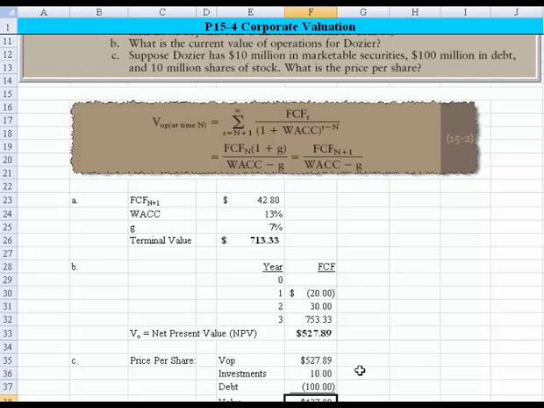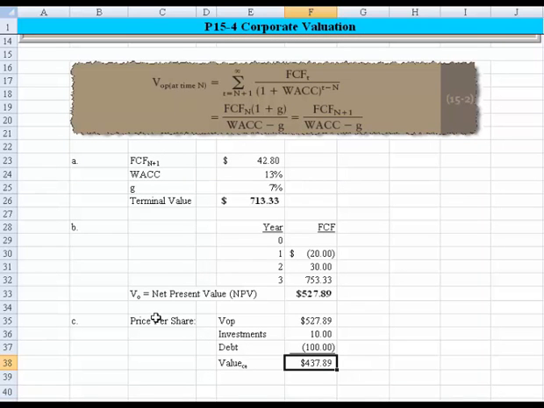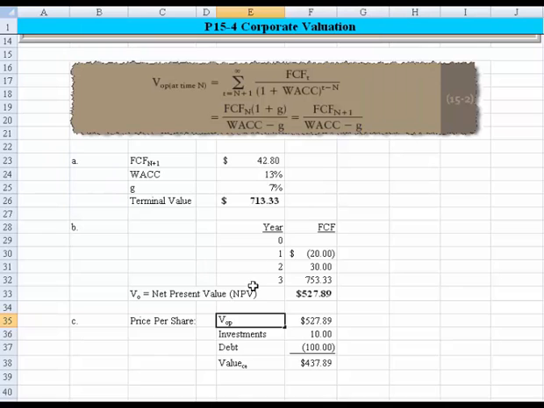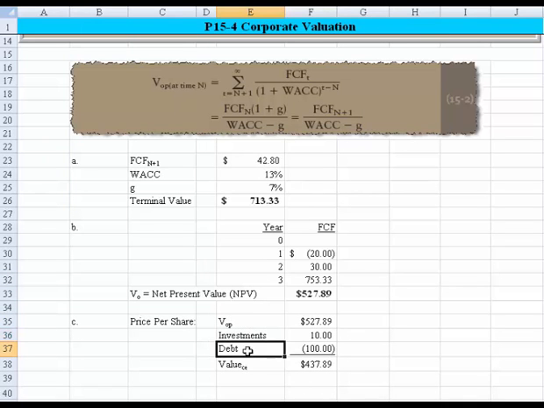The value to common equity is simply the sum of the above. Let me slide on up so you can see that. To determine the price per share, we need to determine the value of common equity, which is the value of operations plus investments, less debt. I want to make sure we format this just like the book does. Keep it consistent. And we need a couple other items here. We need to drop in the number of shares. All of these are in millions, so we enter the shares in millions too, so it's simply 10.